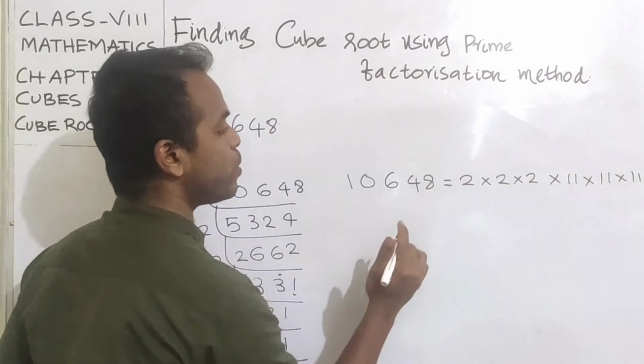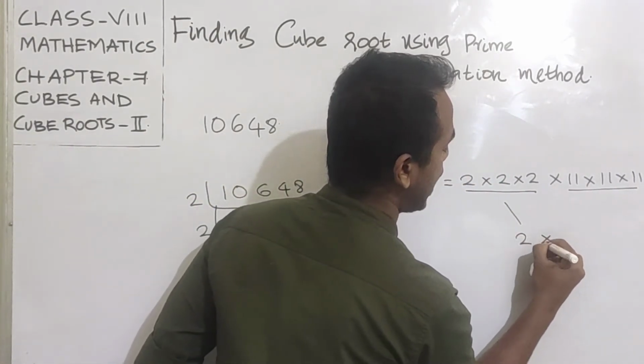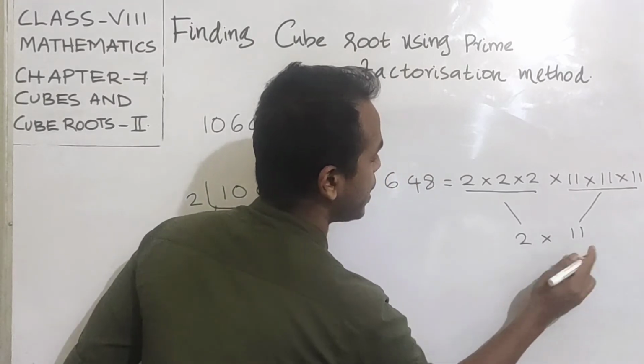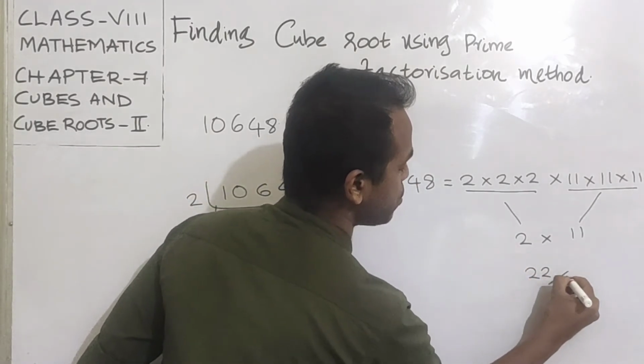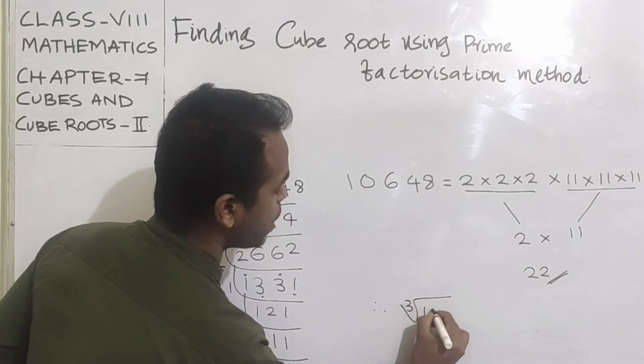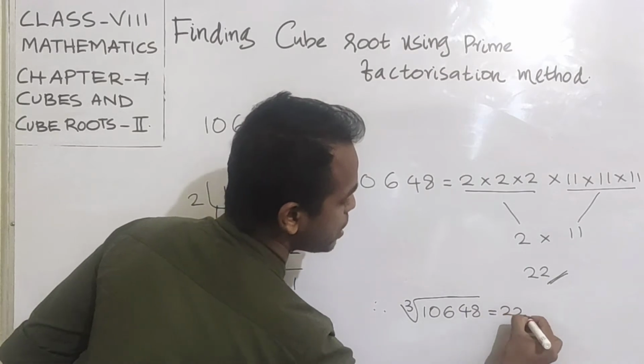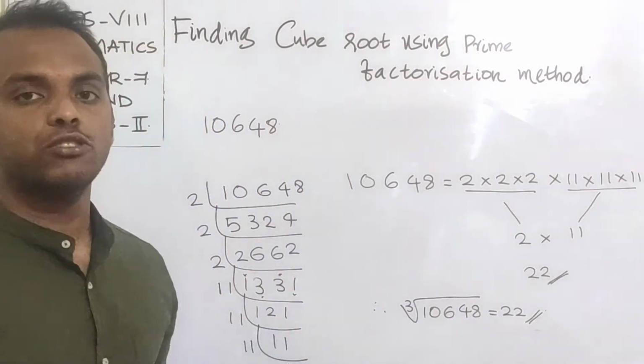Now is this a group of 3? Yes, here it is. Take one each member and multiply. So it will be 2 times 11, which is 22. So what can you write? Therefore, the cube root of 10648 is equal to 22. I hope this method is very clear to you.